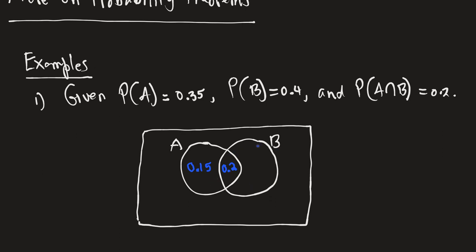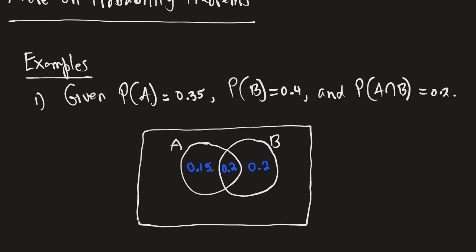As far as what goes in B, now let's see. B, the entire circle, has a total probability of 0.4. We already have half of that here in 0.2, so the other 0.2 has to be in just the B part alone. All right. And then finally, in the 2 event or 2 set case, you have 4 regions.